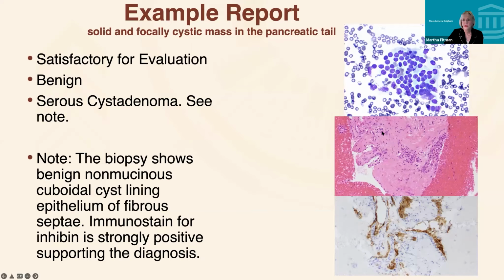Here's a sharp core biopsy showing how that dense fibrous septae can preclude getting any kind of epithelium on your FNA. And these delicate non-mucinous epithelial cells stain with inhibin, they also stain with GLUT1, and this combination makes a definitive diagnosis of benign serous cystadenoma.